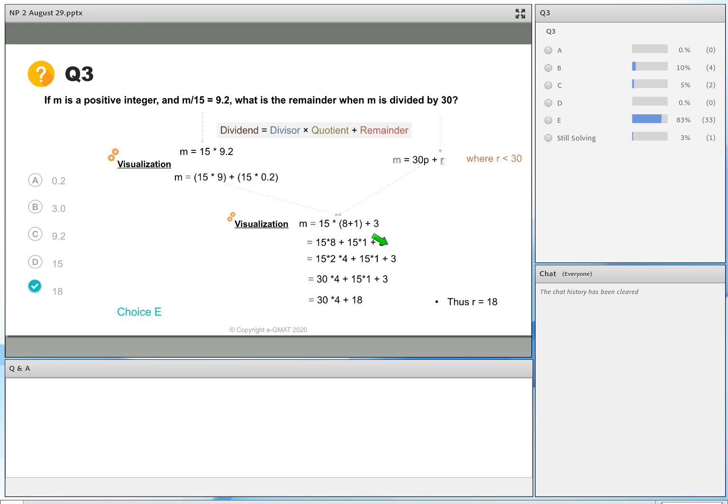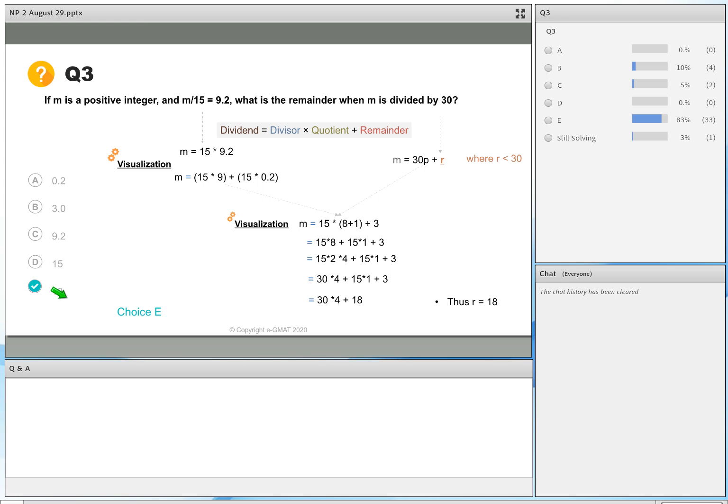And that way what I have is 15 times 8 plus the rest of it, which is 18 together. Now this 15 times 8 is capable of giving me the 30 that I wanted. 15 times 2, and P becomes 4, so R is 18. And since 18 is also less than 30, I don't have to do any extra work. 18 itself is the remainder that I was looking for. And the correct answer is choice E.